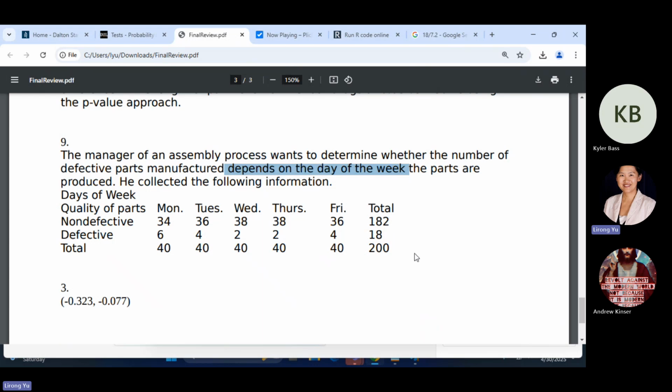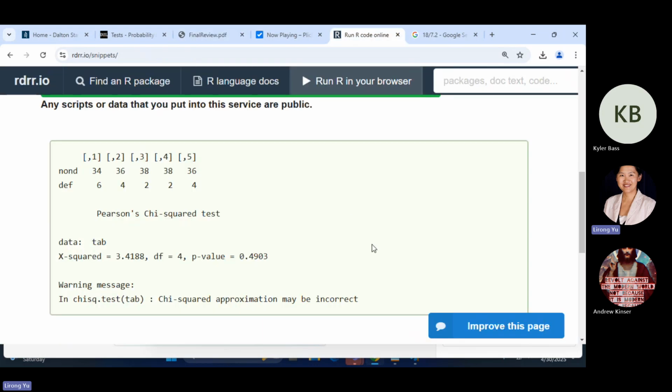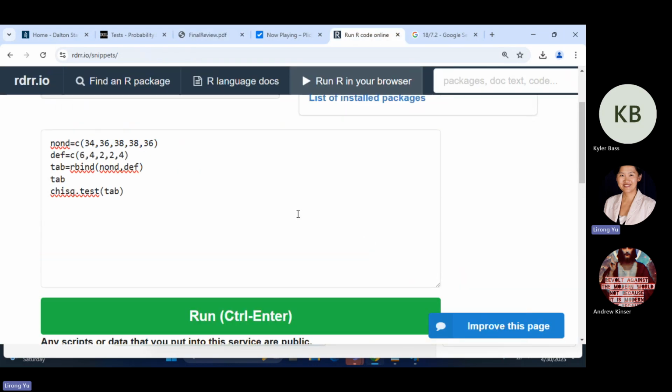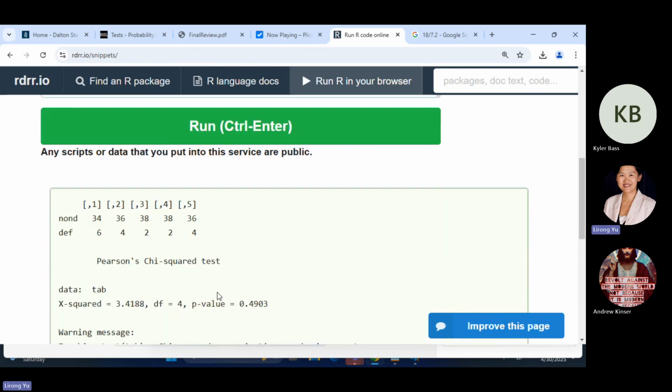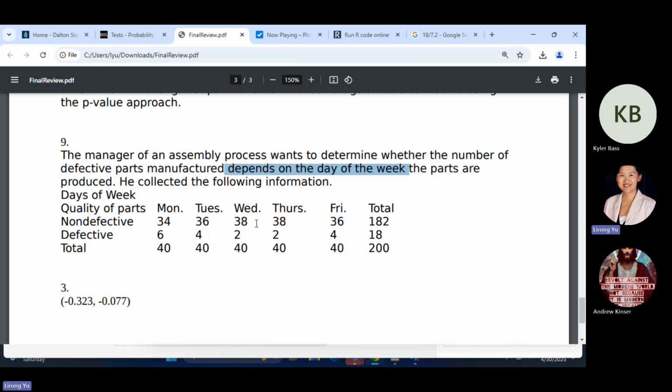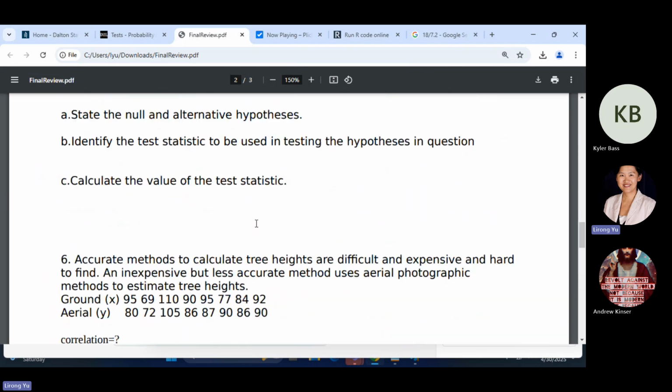Remember, the reason for the chi-square test is comparable to proportions. Like on Monday, what was the percentage of defective parts? On Tuesday, the percentage of defective parts, and Thursday and Wednesday and Friday. And then if you get a high p-value, it's indicating that there's not much of a true difference. I think we've done all the 9 questions in this file.